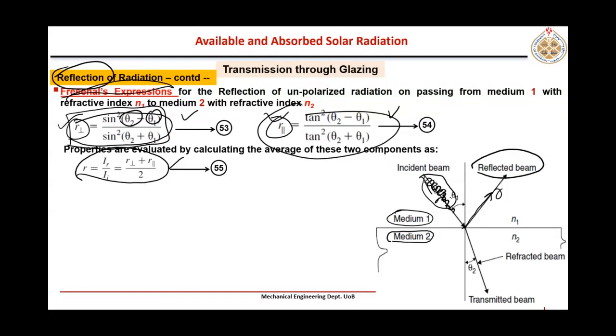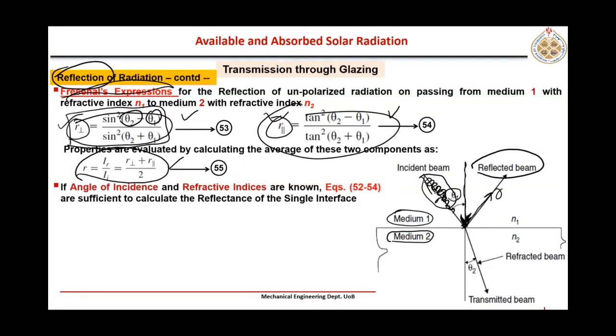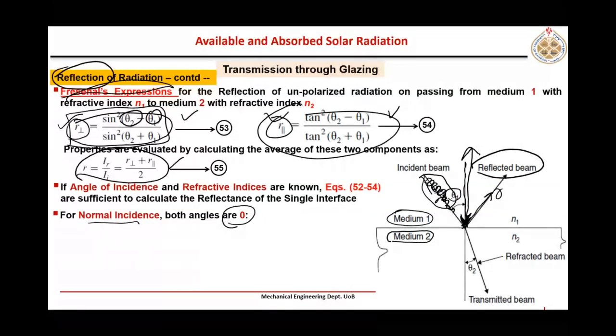If this angle of incidence is theta 1, not 0. But if this angle of incidence is 0, if light is striking the surface like this, then the equations are different. For normal incidence, when theta 1 is 0, it will strike and a part of it will be reflected in the same direction.